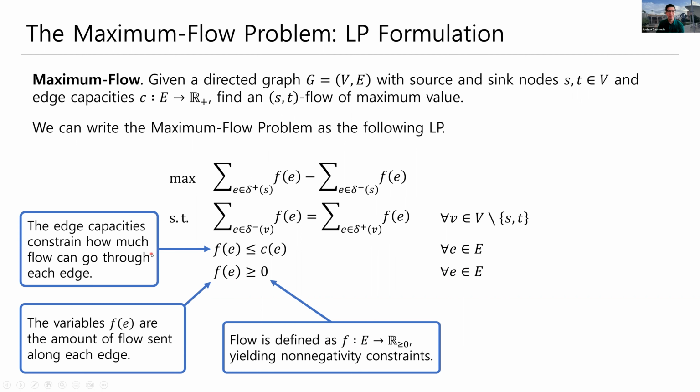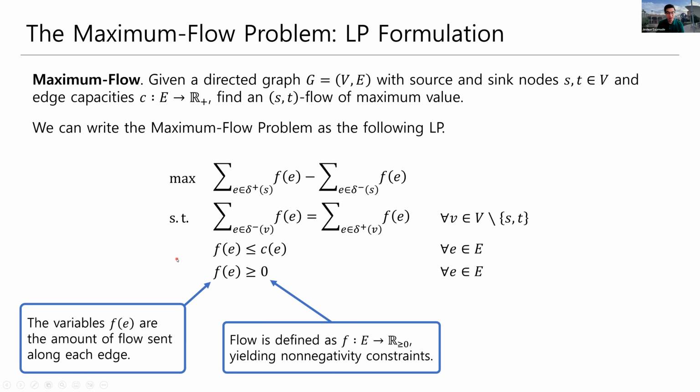The next thing we have are the edge capacity constraints. So you'll remember from the last lecture that we said for every flow, it cannot send more flow through an edge than we have capacity for. So, of course, we are just going to require that the flow value for an edge is at most c of e for all edges e.